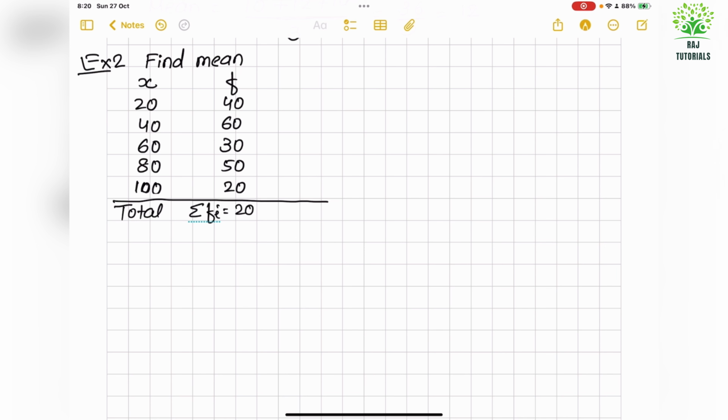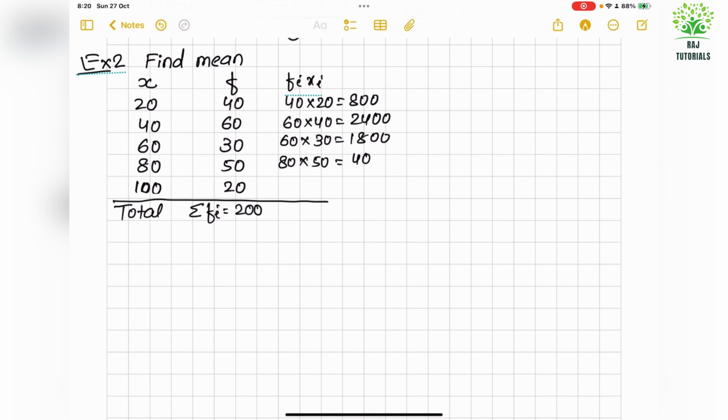So this is coming as 200, and then we have to multiply fi xi. That means whatever value of f and whatever value of x, we will be multiplying. So 40 into 20, so 800. Then 60 into 40, so that will be 2400. Then 60 into 30, so 1800. 80 into 50, so that will be 4000. And 100 into 20, so that will be 2000.